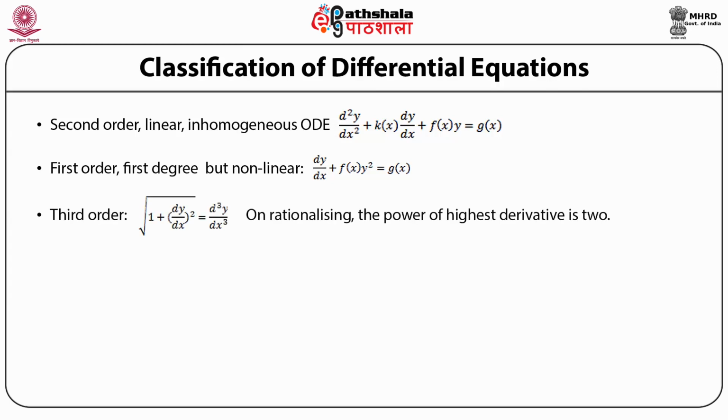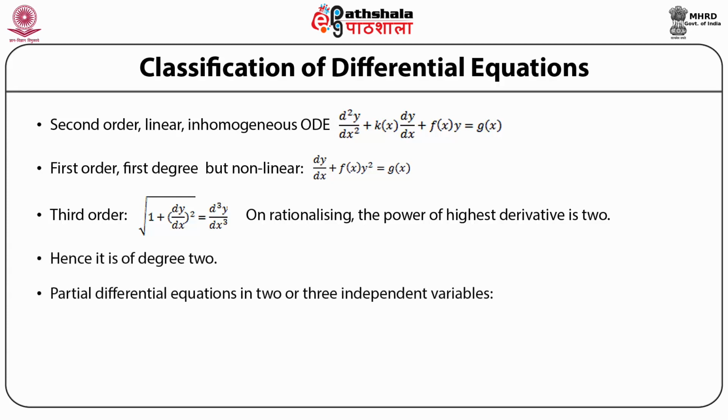The equation square root of 1 plus (dy/dx)² is equal to d3y/dx³ is of order 3 because of having the term d3y/dx³. If the equation is rationalized by squaring it, the power of d3y/dx³ becomes 2. Hence, the equation is of degree 2, which is a nonlinear equation.